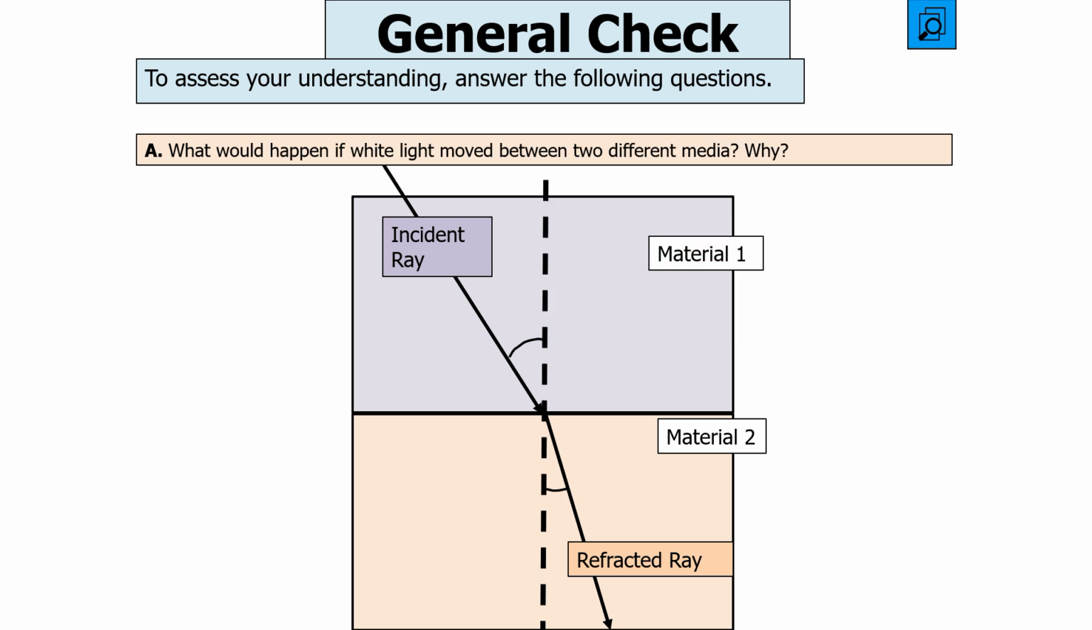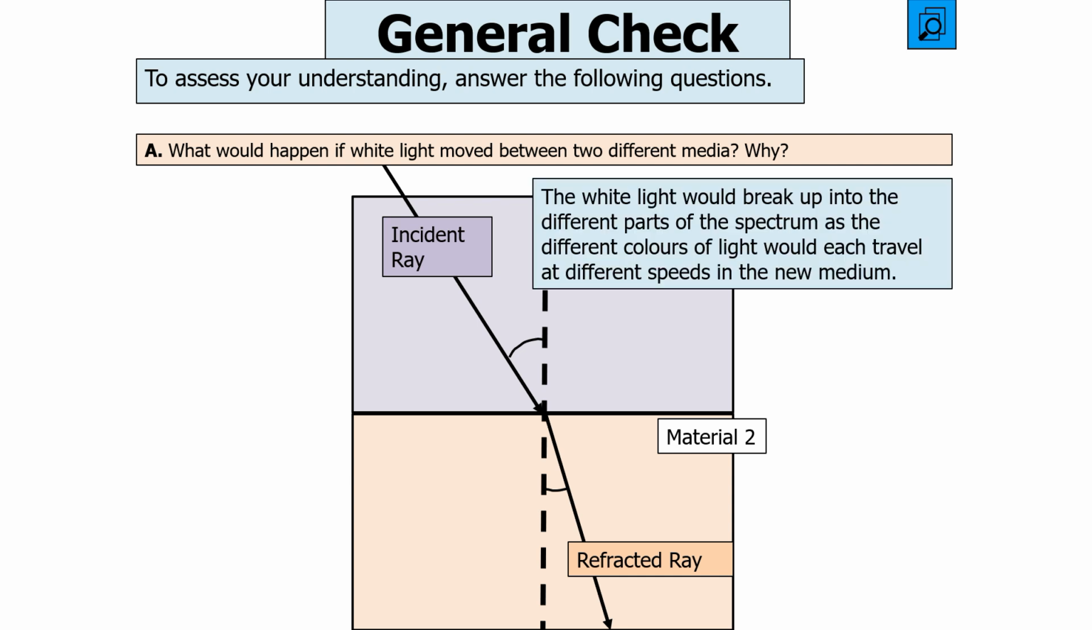What would happen if white light moved between two different media and why? So pause the video now, then unpause the video when you want to go through your answer. The white light would break up into different parts of the spectrum as the different colours of the light would each travel at different speeds in the new medium.